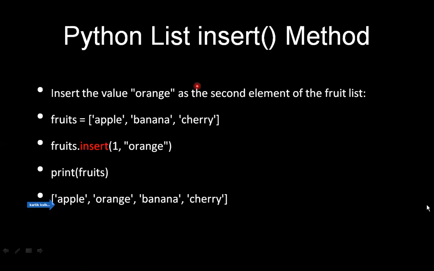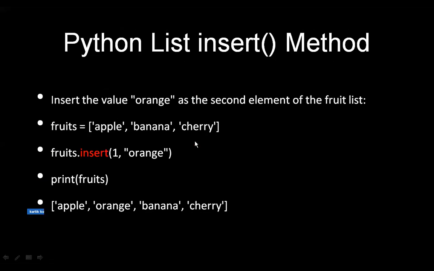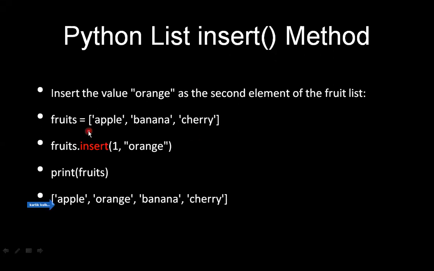We can notice here how the insert method is specified. For each and every method I have taken the same example, you might have noticed: fruits, apple, banana, and then cherry. This is the list name that I have taken. I have taken the same example purposefully, so that you can differentiate one method from another method.